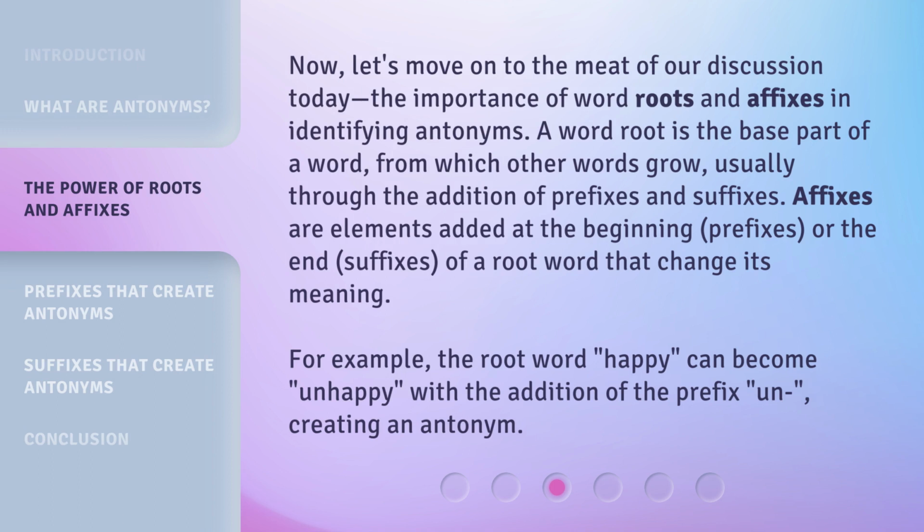Now, let's move on to the meat of our discussion today, the importance of word roots and affixes in identifying antonyms. A word root is the base part of a word, from which other words grow, usually through the addition of prefixes and suffixes. Affixes are elements added at the beginning, prefixes, or the end, suffixes, of a root word that change its meaning. For example, the root word happy can become unhappy, with the addition of the prefix un, creating an antonym.